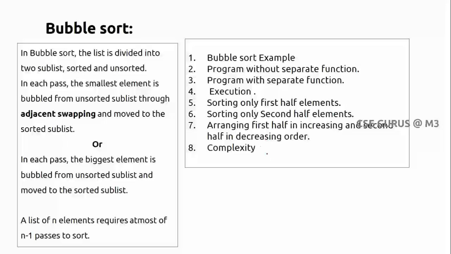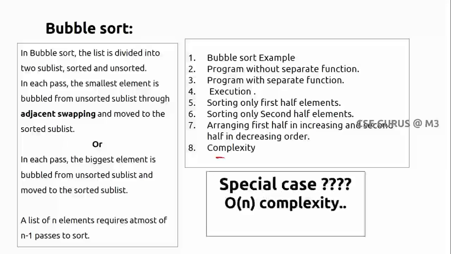And of course the most important thing in it is the complexity of bubble sort. Is it the same every time? Best case, worst case and average case. So there is a special case in bubble sort. What is that special case where you will get the complexity as big O of 1? Is it the best case, worst case or average case? Why? When does it happen? In general, of course, bubble sort also has big O of n square, but when you will get big O of n, that special case we'll also see now.